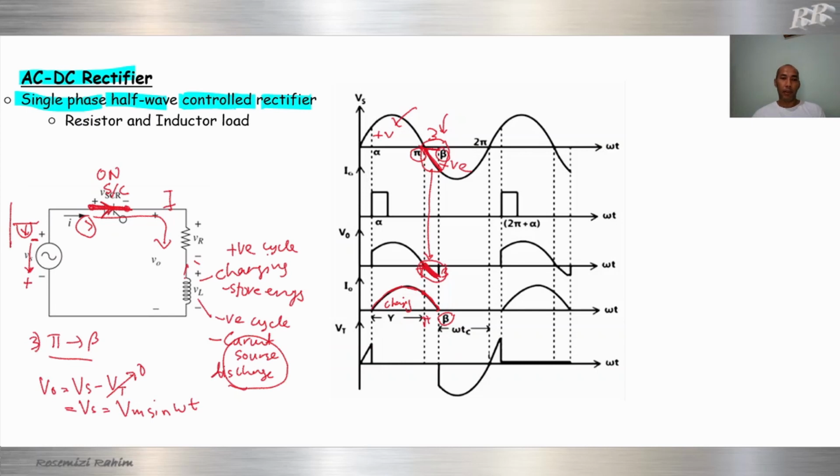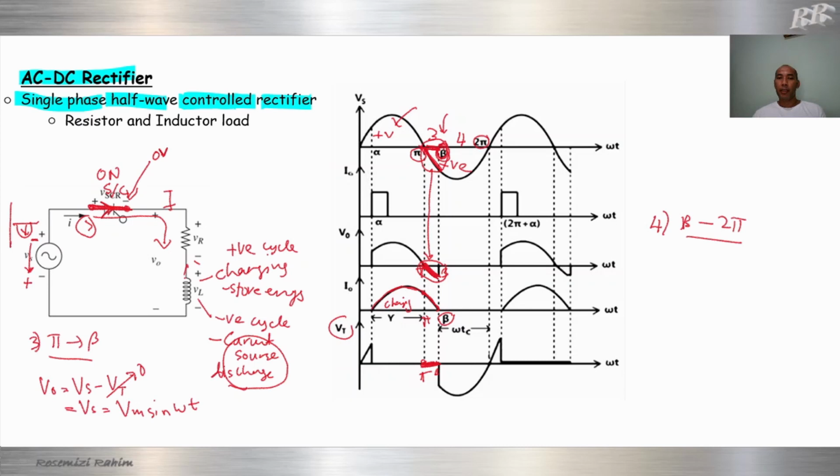For V thyristor, we can see that our thyristor is on. That means short circuit and the voltage is 0 volt from pi to beta. That is the third section. Now the fourth section, between beta to pi.